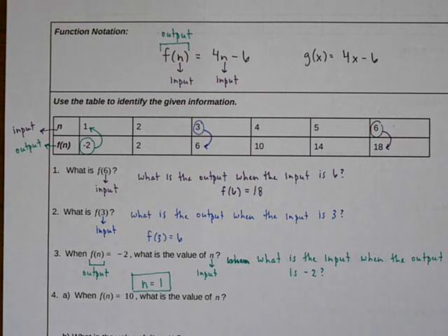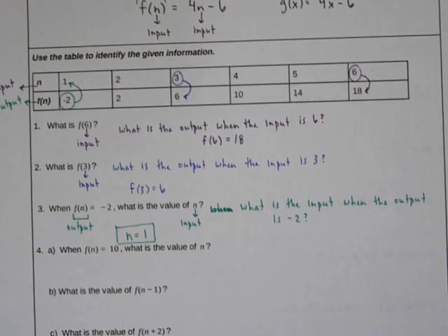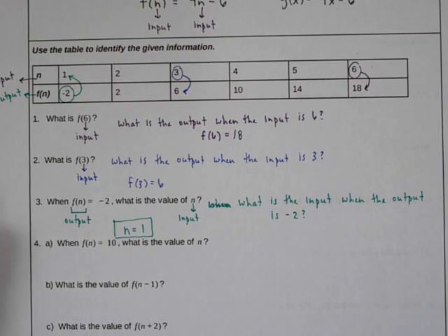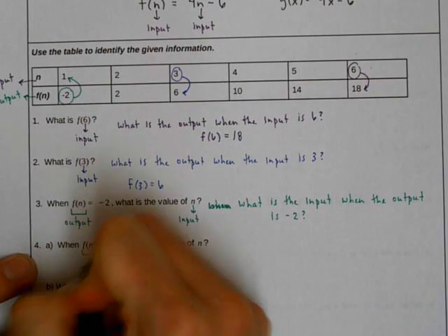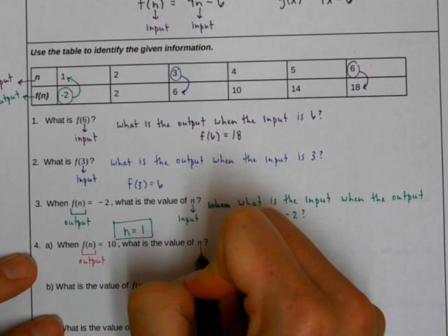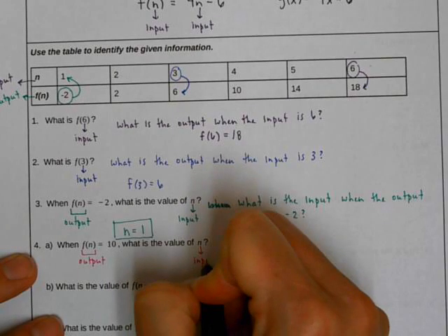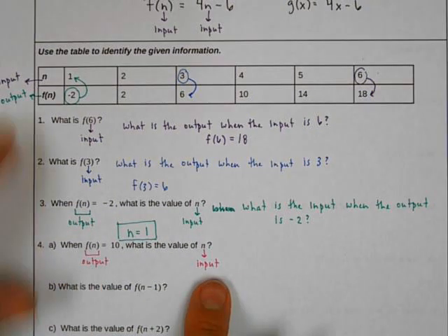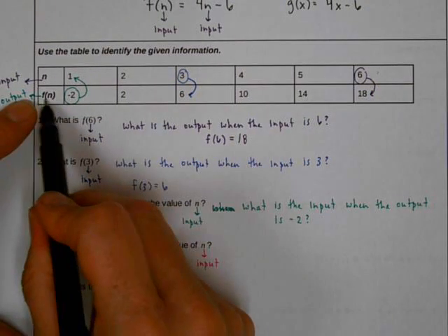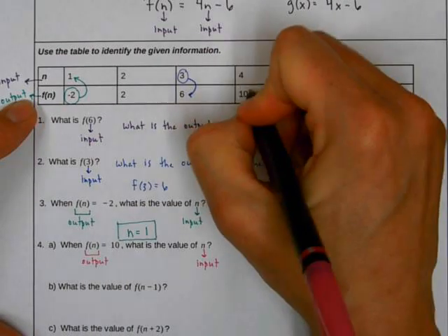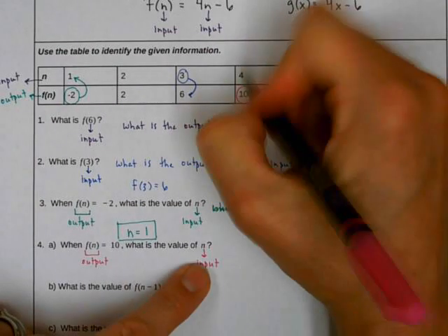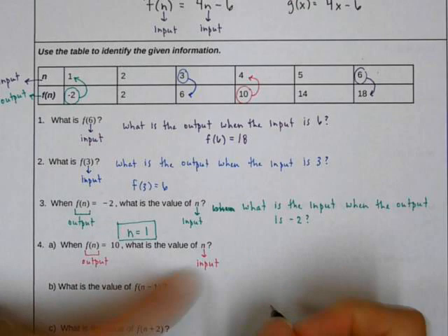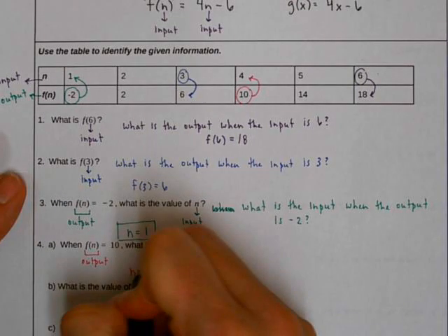All right, next question. Now it says when f of n equals 10, what is the value of n? So again, I've been given an output, and they want me to find the input. So what I need to think is, where is my output 10? I'm going to look in the f of n row and find 10. And then to find the value of n, I'm going to find that associated n, and that would be 4.